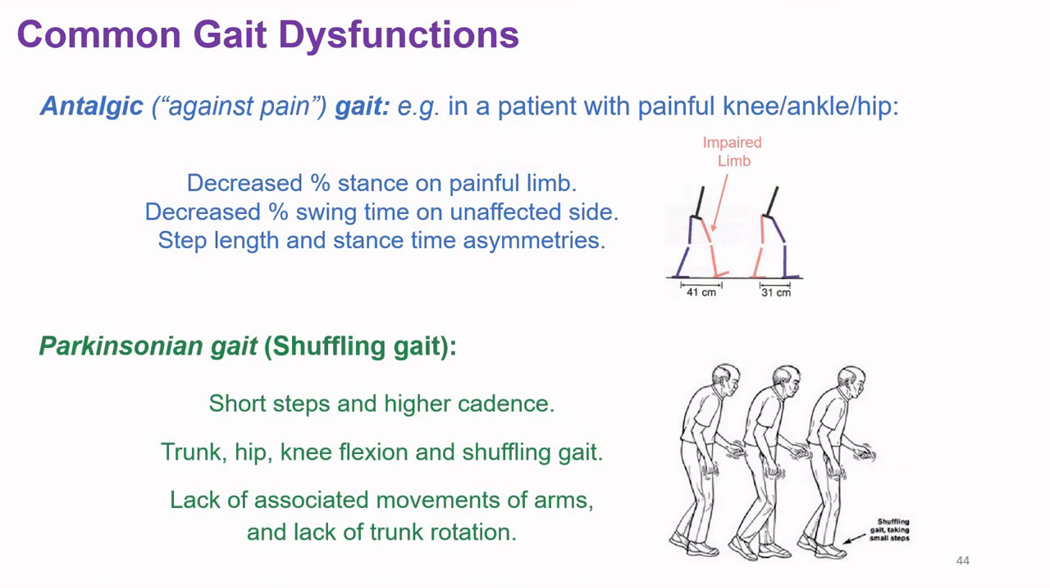Next, let's look at Parkinsonian gait. Individuals affected by Parkinson's disease can develop a shuffling gait. This gait is marked by shortened steps and higher cadence. Characteristics of this gait include a shuffling of the feet and an increase in the degree of flexion in the trunk, at the hips, and at the knee.